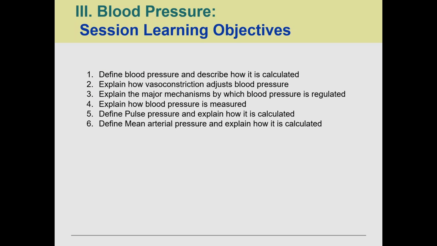All right, so let's go ahead and talk about blood pressure. Blood pressure, we gotta define it, right? Talk about how we calculate it and then get into vasoconstriction and how we can use that to adjust blood pressure. We'll talk about different mechanisms for regulating blood pressure and how we measure it, and then talk about pulse pressure and mean arterial pressure, or MAP, and how we can calculate that as well.